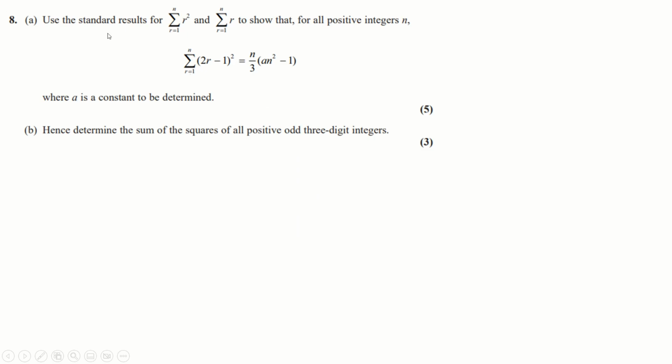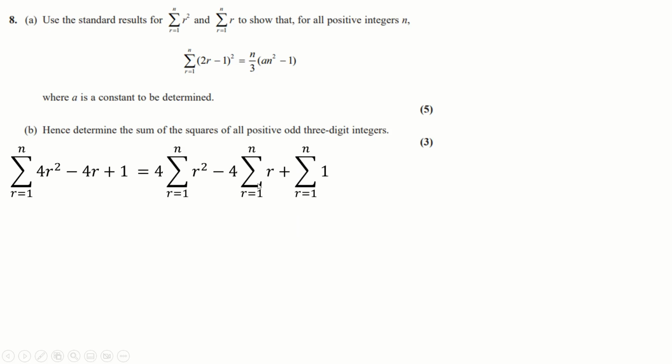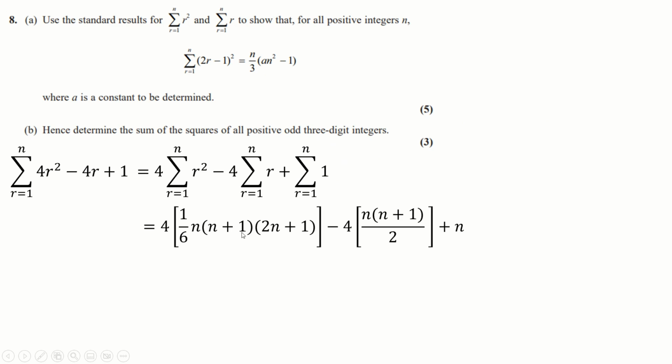Use the standard results for these two things to show this. So first we expand this bad boy out, and we get a bunch of different sums. Take all the constants out as well, because now we can apply that this here is just n. This, you also need to know, is just n into n plus 1 over 2. And this one, I'm pretty sure is given in the formula book. And this, I'm 99% certain that's in the book.